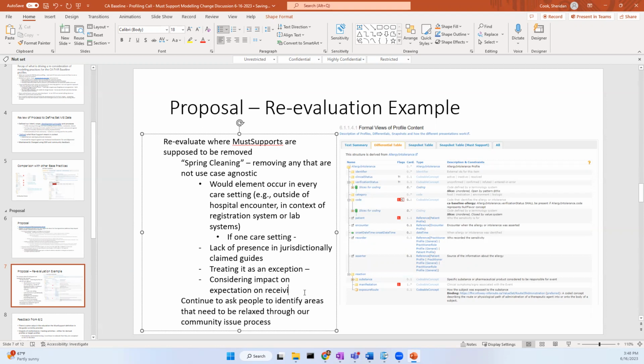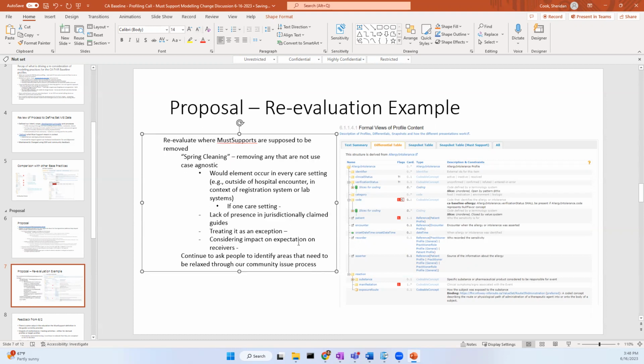One caveat I would add: when you say one case, if that one case only represents, like, 0.01% of interactions in a system, does that really count as enough to say that the other 99.99% shouldn't have it as must support? I think it's not just use case, but how likely is that use case. I said one care setting, not one case. Okay.